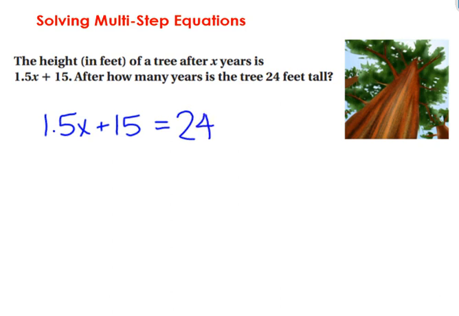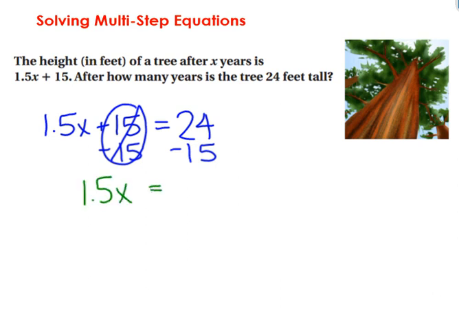From here, it's a two-step equation, which we've done before. So subtract 15 from both sides. And for the next step, we'll get 1.5x equals 9. And then to undo 1.5 times x, the inverse operation would be dividing by 1.5 on each side. So the left-hand side is just 1x, and on the right-hand side, we're just dividing 9 by 1.5.